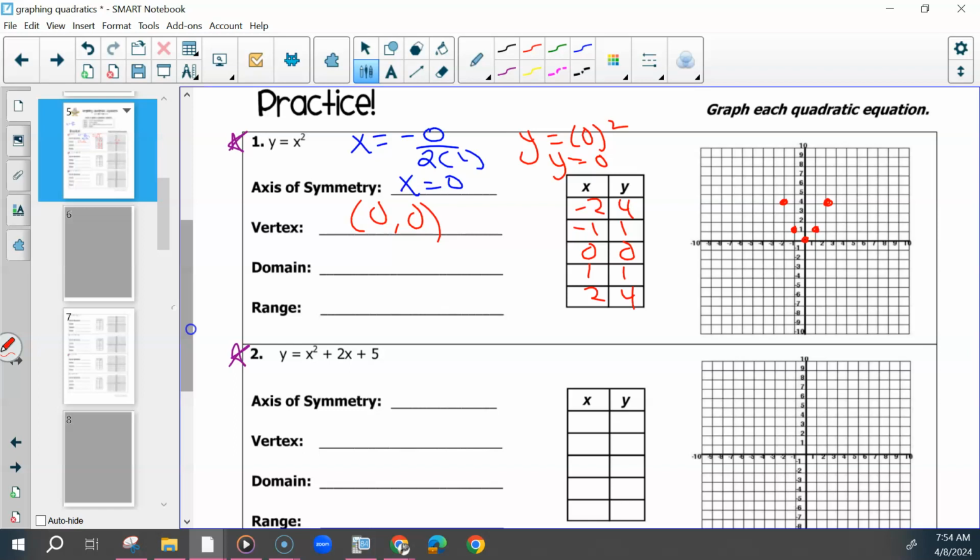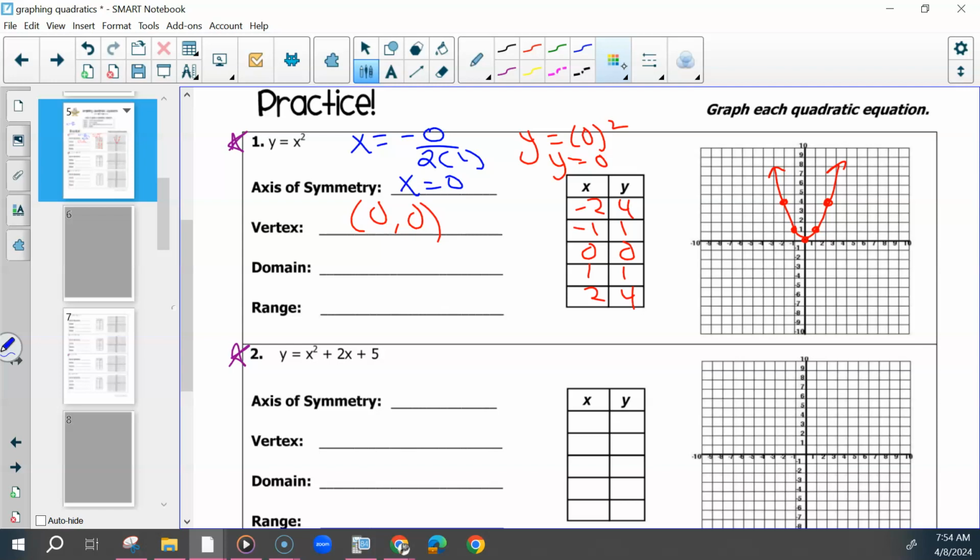Khalil, make sure you guys are writing this down. Draw that U shape. We don't need to draw in the axis of symmetry, but we could see because it's at 0, it's splitting it directly down the middle, and everything is symmetric. Questions so far on how we graph it?